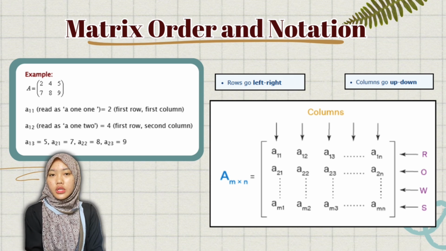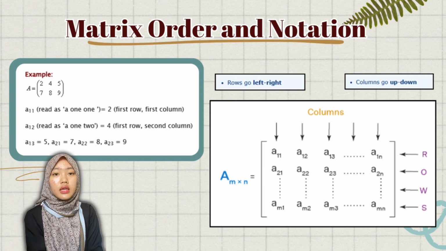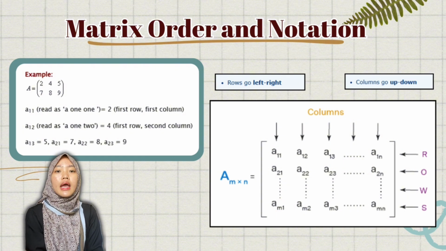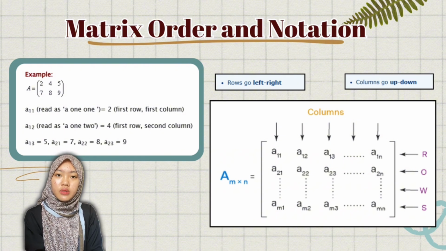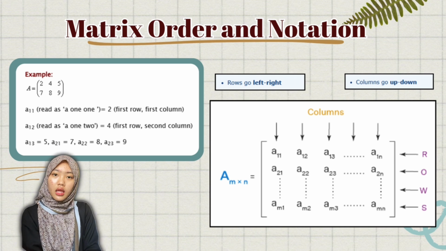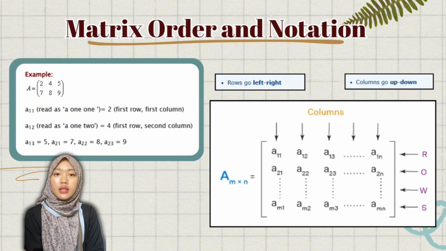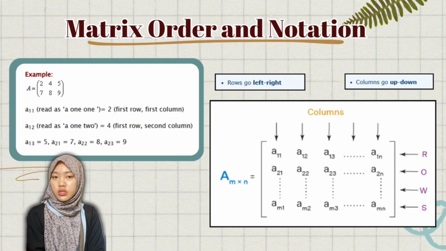So what is order of matrix? Order of matrix gives the dimension of the matrix and it informs the number of rows and columns present in the matrix. The order of a matrix is generally represented as A, M times N, where M is the number of rows and N is the number of columns in the given matrix.